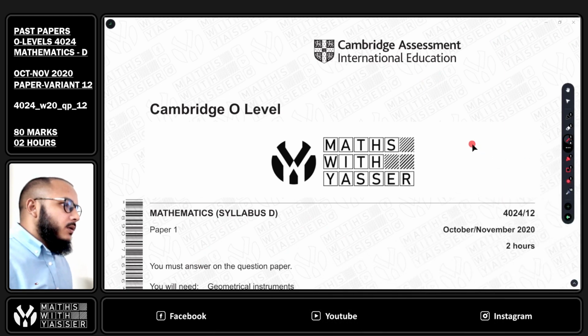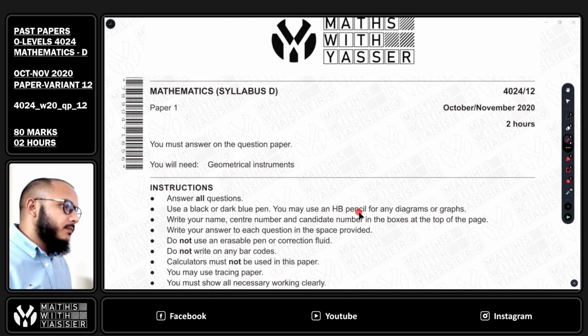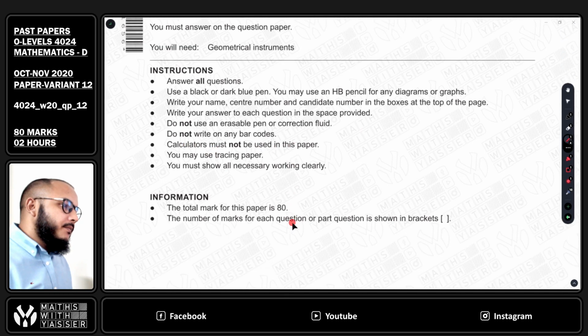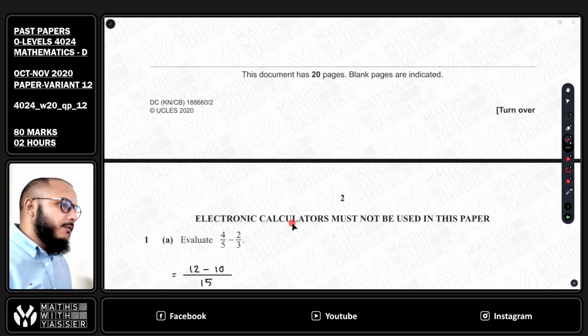Hello students. Today we will be solving Mathematics Syllabus D, Paper 1 from October-November 2020, Variant 2. Calculator is not permitted in this paper. Now let's look into the first question.